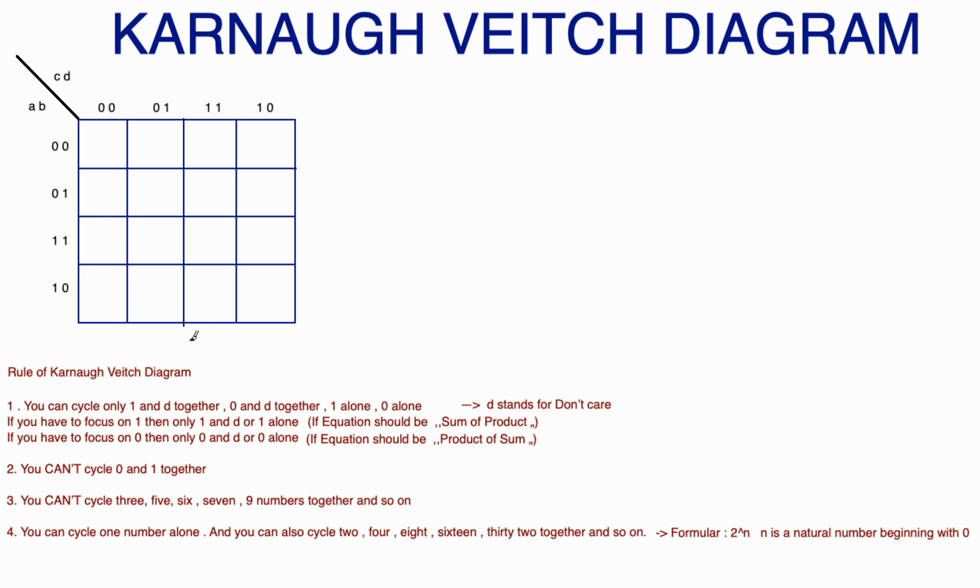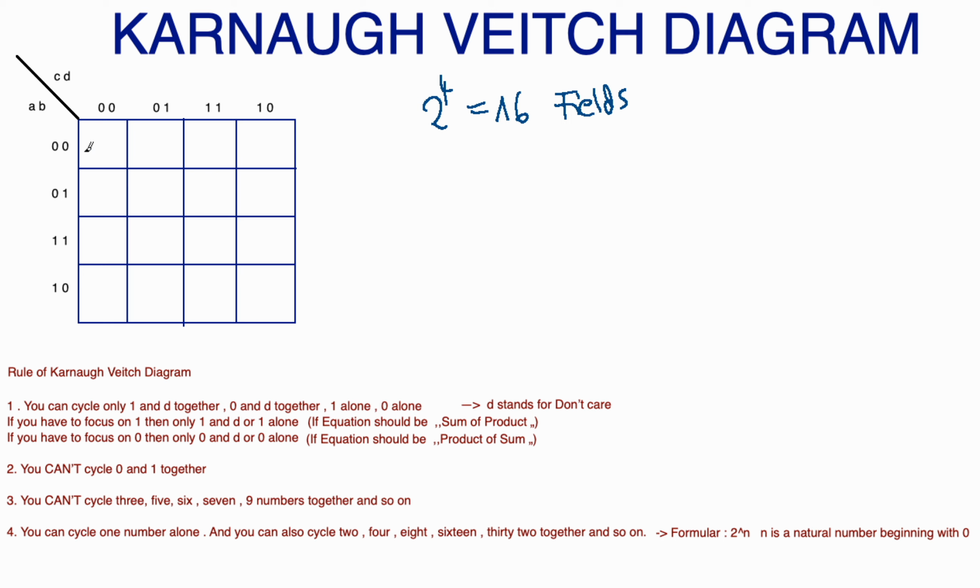It has 16 fields because the variable input is 4. That means if you have 4 inputs, then you have 16 fields. Okay. 1, 2, 3, 4, 5, 6, 7, 8, 9, 10, 11, 12, 13, 14, 15, 16.